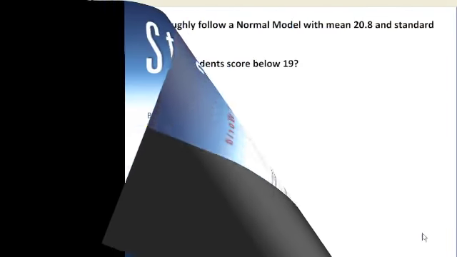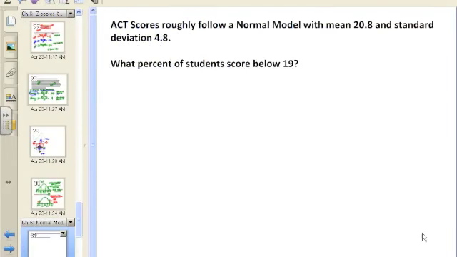All right, so we've been taking a look at the normal model. We've talked about the 68, 95, 99.7% rules. We've also looked at z-scores. We're going to put those two things together today to answer some questions about the normal model, what it can actually do for us. So we're going to be looking at ACT scores today.